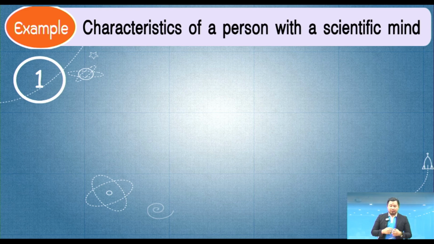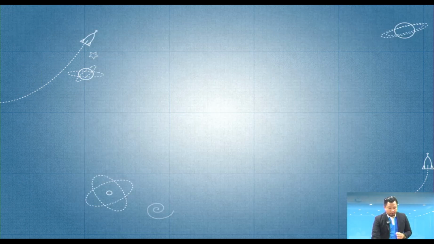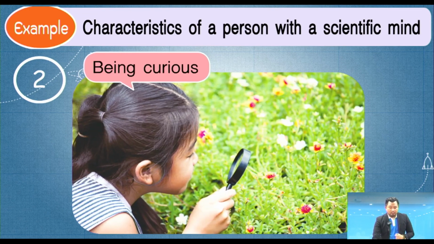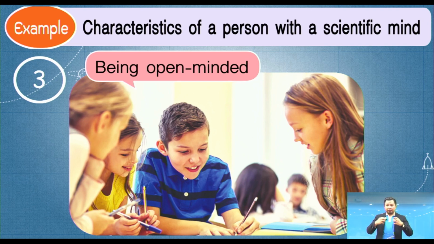In the characteristics of a person with a scientific mind, we have examples. Number 1, being eager to learn. Meaning to say, you want to learn something. Number 2, being curious. You look for something that you still don't know. Number 3, being open-minded. You have to gather as a group and come up with an idea, and you accept the ideas.